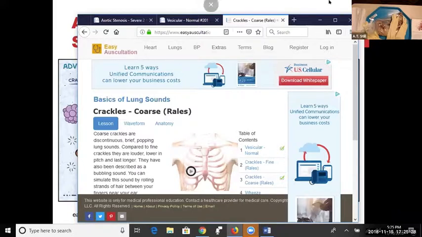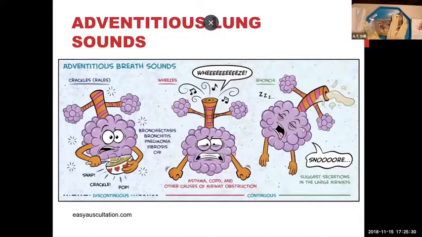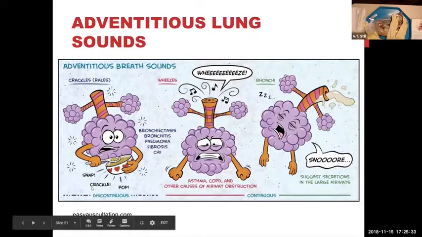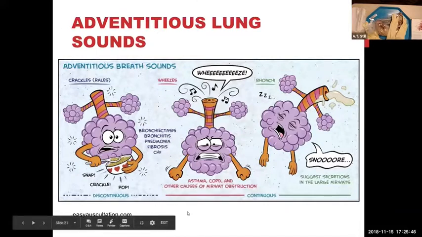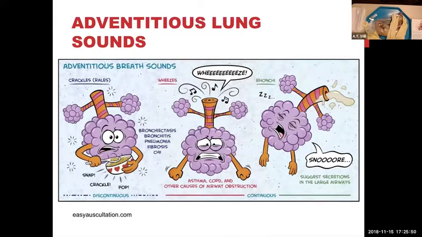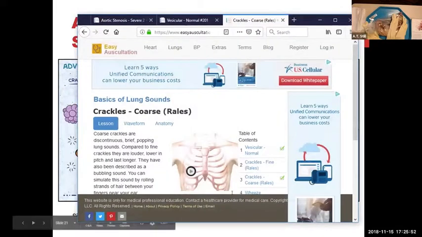Crackles, if we go back to the slide for a second, so crackles basically sound like a snap, crackle, and pop. Like if you guys have ever had Rice Krispie cereal, when you put it in with the milk and it makes that crackling and popping sound, that's basically what crackles are going to sound like. So if we go back to the sounds, we can listen to some crackles.